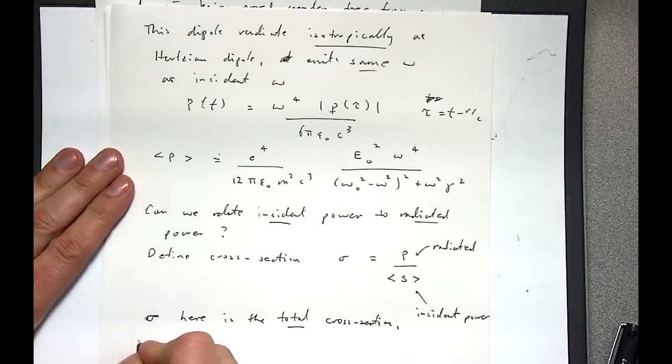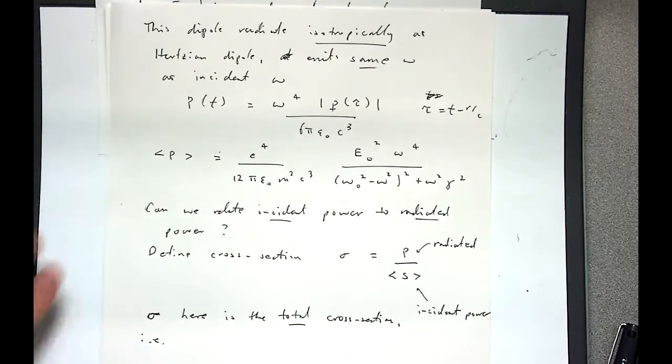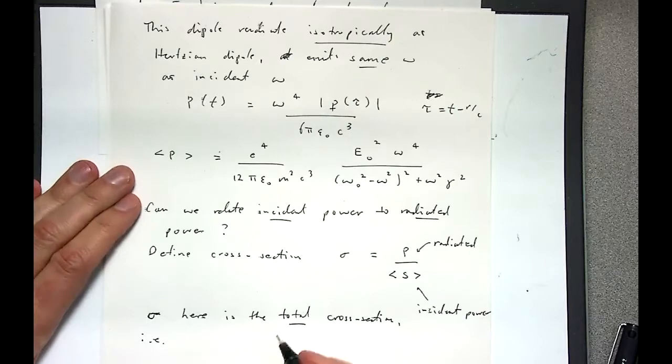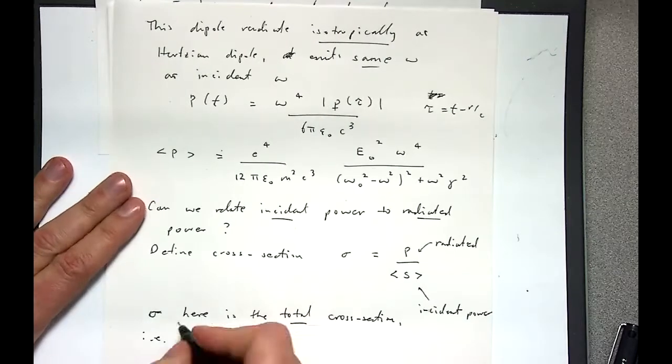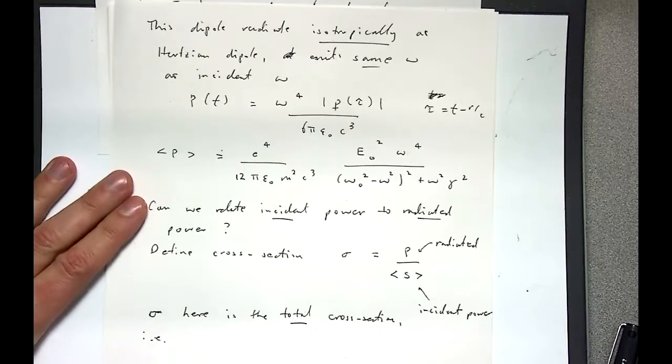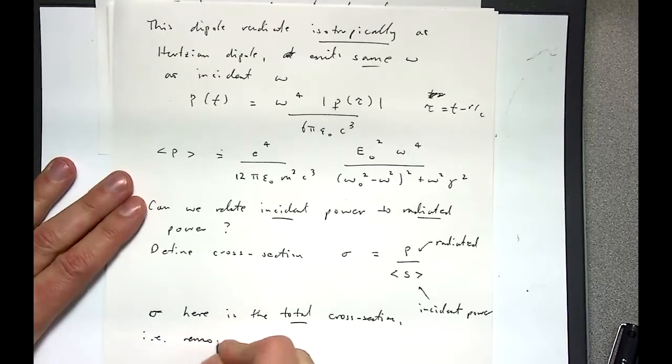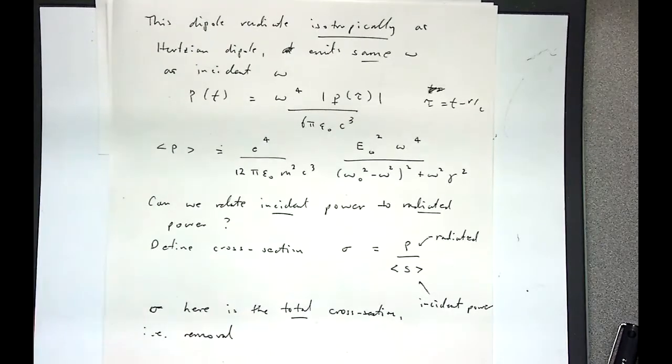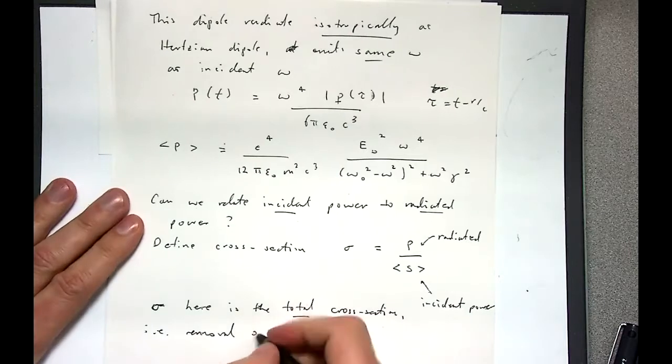What we mean by that is we're saying what is the chance for each bit of incident power that that bit of incident power is removed and re-radiated as radiated power, regardless of the direction it goes in. So we could subdivide that cross-section. We could say, what's the cross-section for radiation going forwards? What's the bit of cross-section for the radiation going backwards? But here we're just talking about all of it. It's the total cross-section.